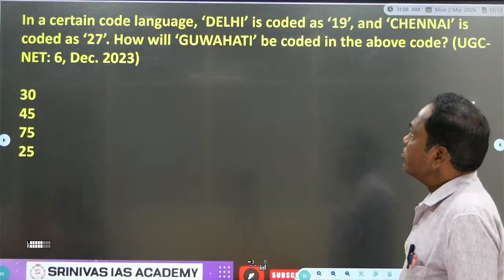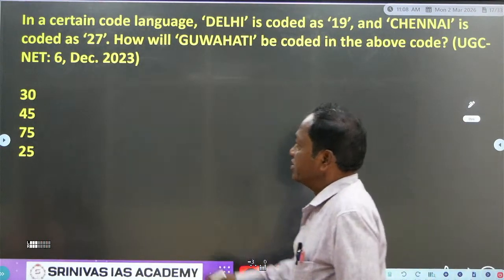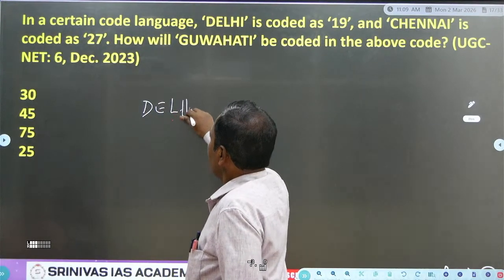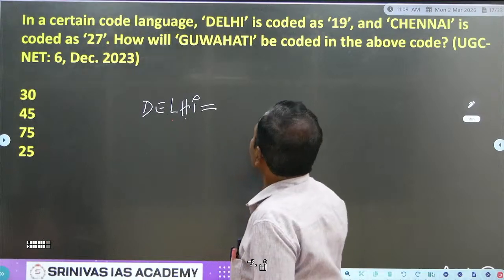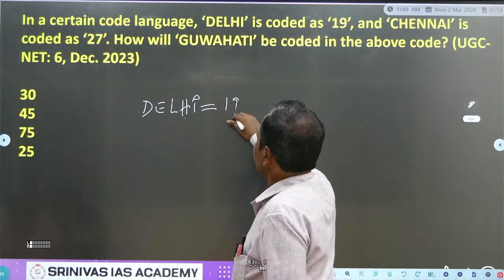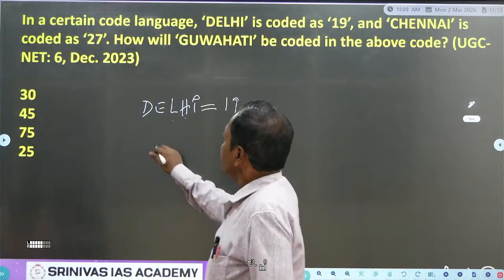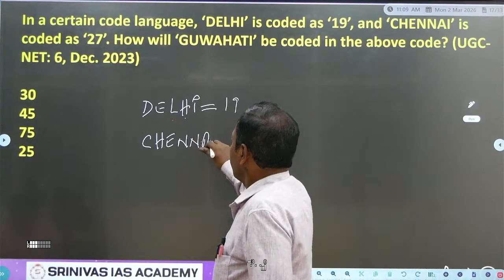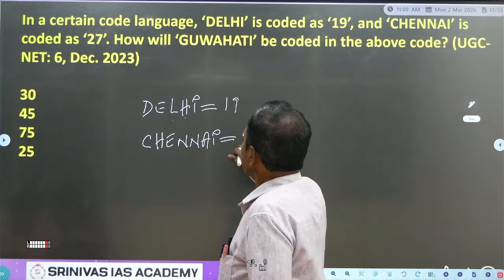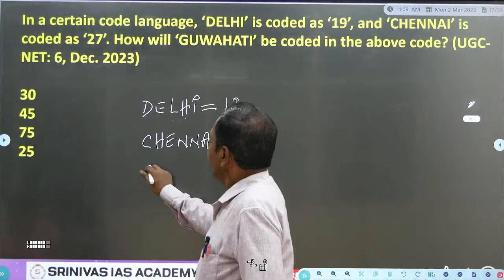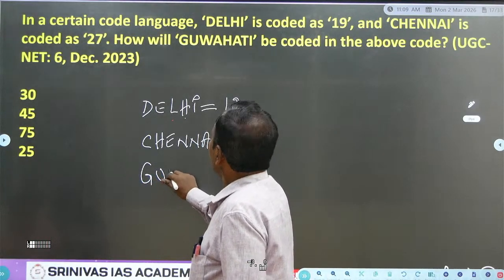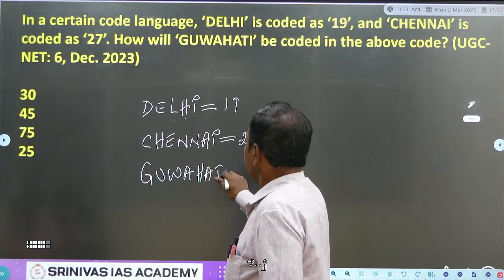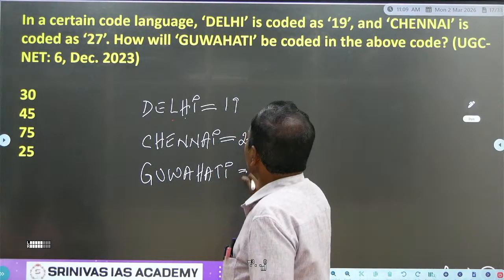Next. In a certain code language, Delhi is coded as 19. Chennai is coded as 27. How will Guwahati be coded?